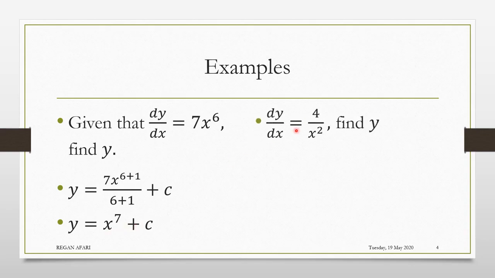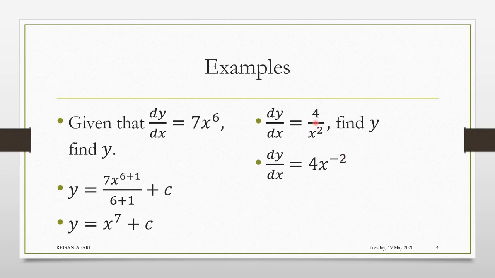Now let's consider this question, which is dy/dx giving us 4 over x squared. Now you want to find y. So it will be best for you to represent it in this way so that you can easily add the 1 and you'll be good to go.